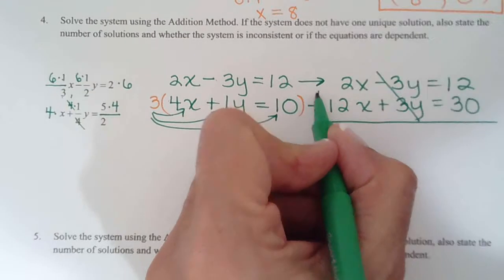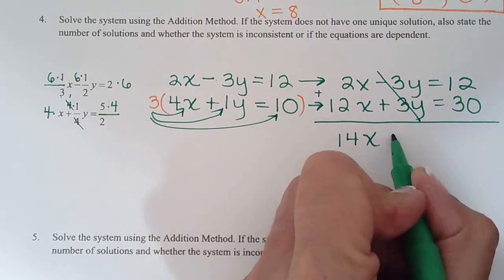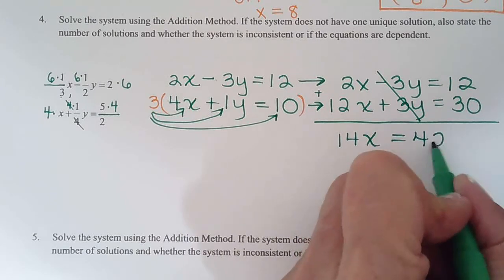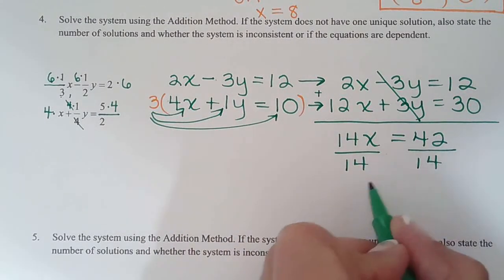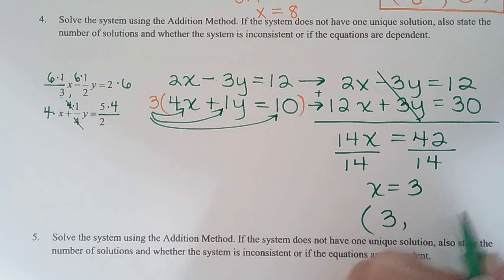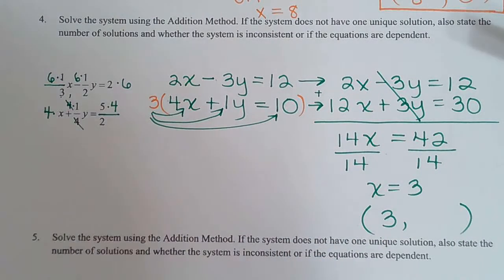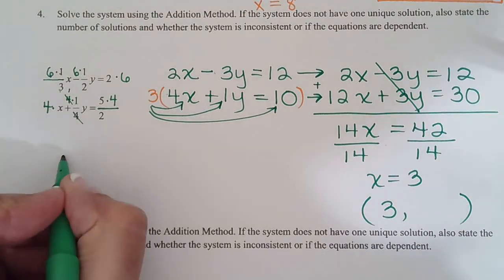Now we're ready to add. 12 plus 2, 14x equals 42. Divide by 14. X is 3. So all we have to do is find y now. So I don't know which equation's easier, to be honest. Let's go ahead and do the first one.